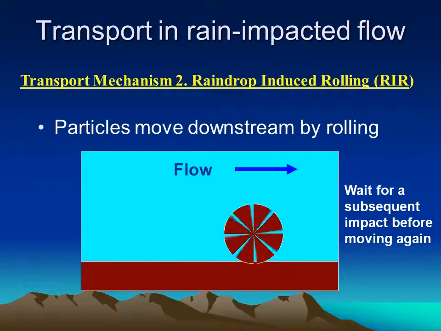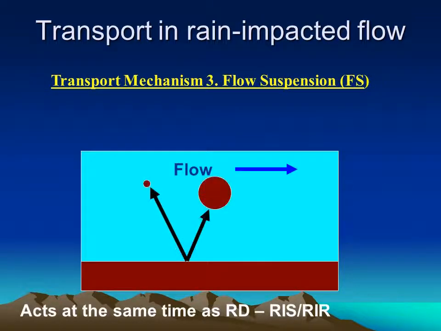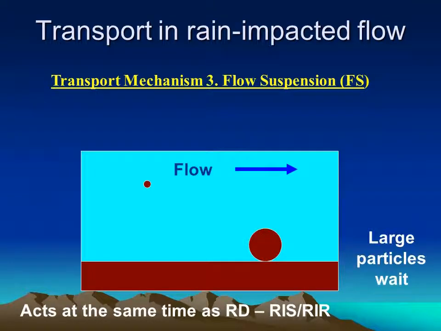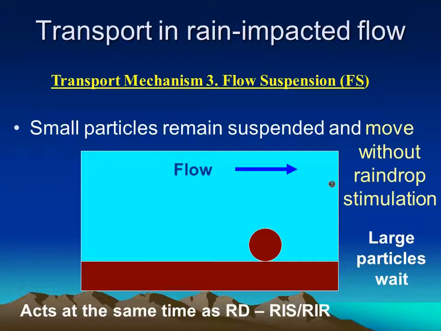Particles that are stimulated to roll by raindrop impact again wait until they are stimulated again to move. When it comes to suspension in the flow, fine particles tend to remain in suspension always, and then they move with the flow without any further stimulation by raindrop impact, while the large particles then wait until further drop impacts will move them.